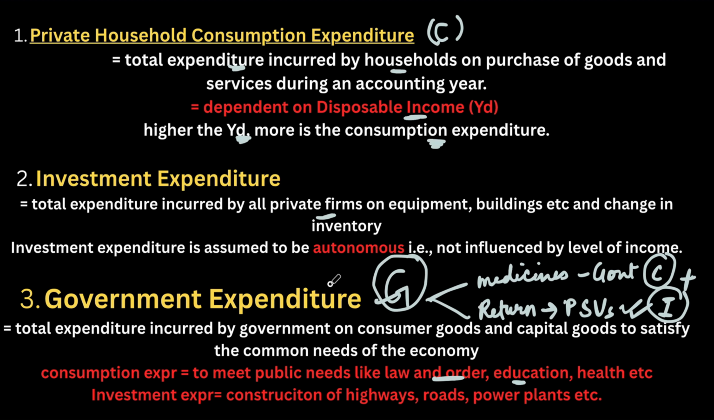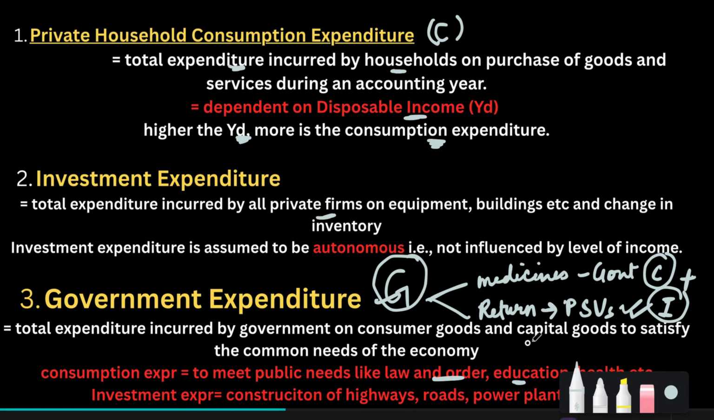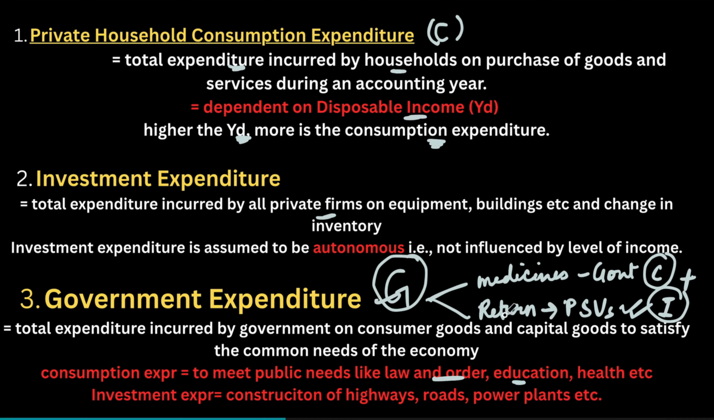Now, what will this be dependent on? Whether government is going to spend more or less in the country will be dependent on certain things. For example, how much budget the government has in a particular year. Whatever budget is allocated towards different areas, the government expenditure will be dependent on that. Moving on to next.